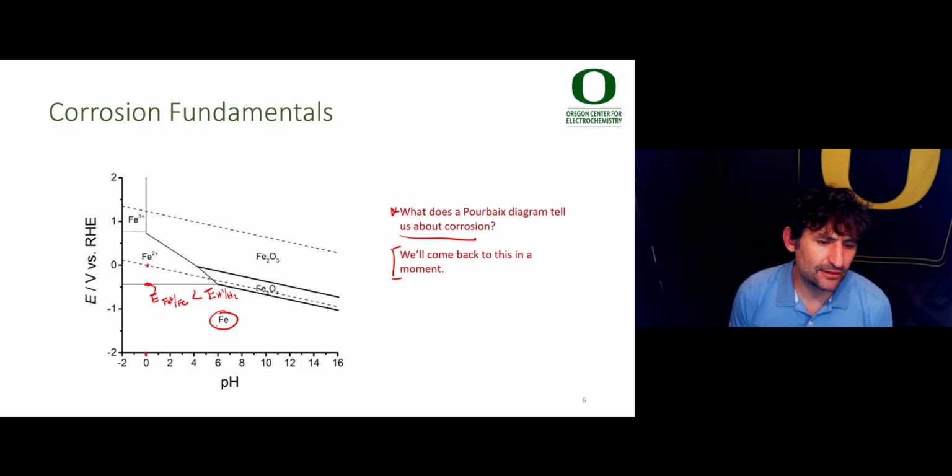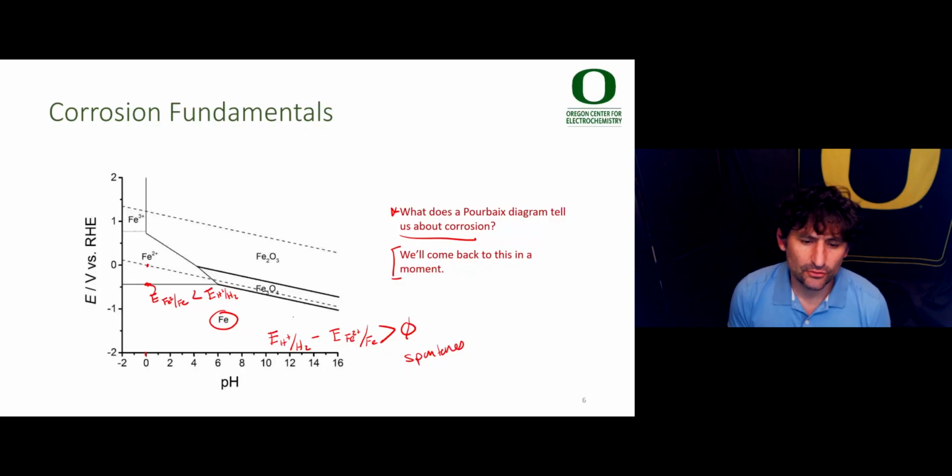If I say E cathode minus E anode, I want to find the spontaneous reaction. E(H+/H2) is acting as the cathode, minus E anode, E(Fe2+/Fe). This value is greater than 0. So this is spontaneous when this is the cathode and this is the anode. So iron is spontaneously converted to iron 2+ by reaction with protons at low pH.